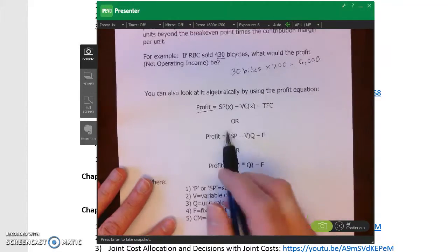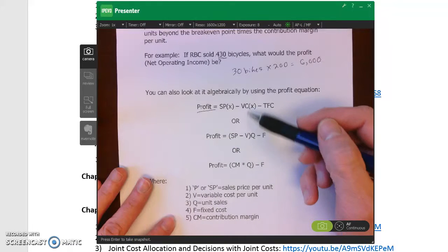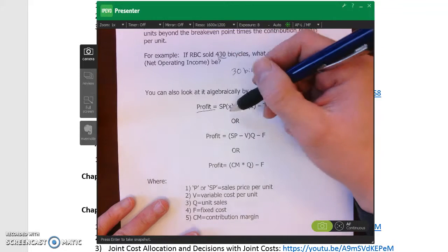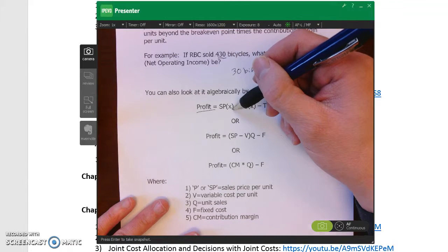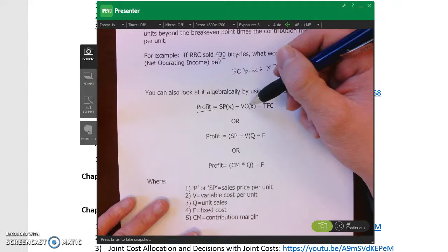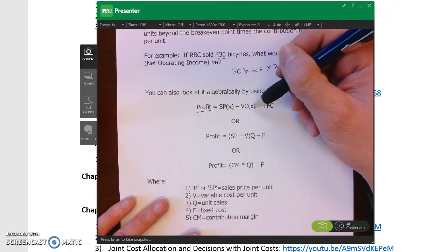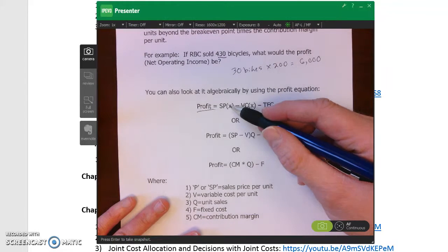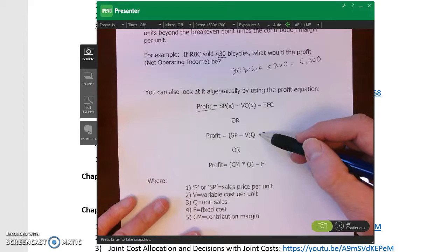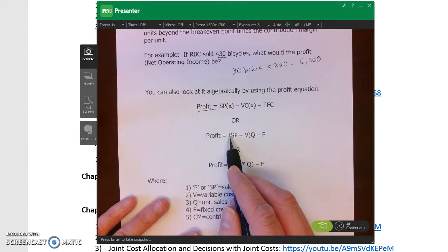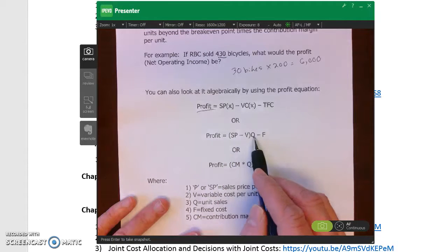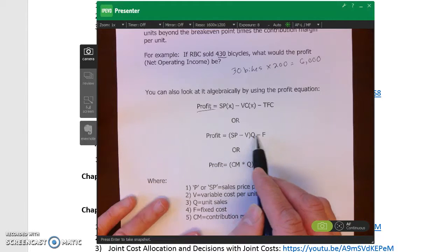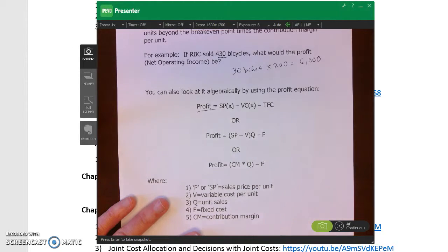Okay? So profit, what I'm doing here is showing you the profit equation a couple of different ways. Profit equals sales price times the number of units that you sold, minus your variable expenses per unit times the number of units that you sold, minus your total fixed costs. Sometimes, rather than expressing it as X, you'll see it as Q for quantity. I factored out the X and called it Q, and I said sales price minus my variable costs, times my quantity, minus my fixed costs would give me profit.